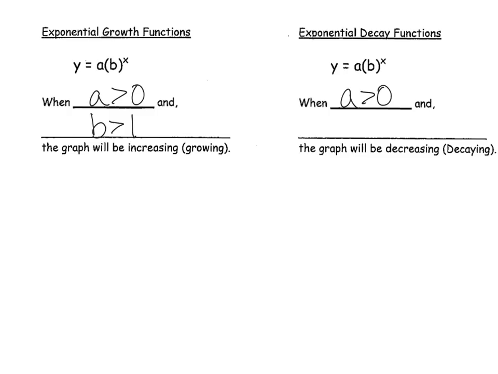And then my b is in between. Remember, it's a fraction, right? So it goes like this. In between 0 and 1, like that. 0 is less than b is less than 1. B is in the middle of 0 and 1. That's decaying. If b is a whole number, growth. If b is a fraction or decimal, decay.